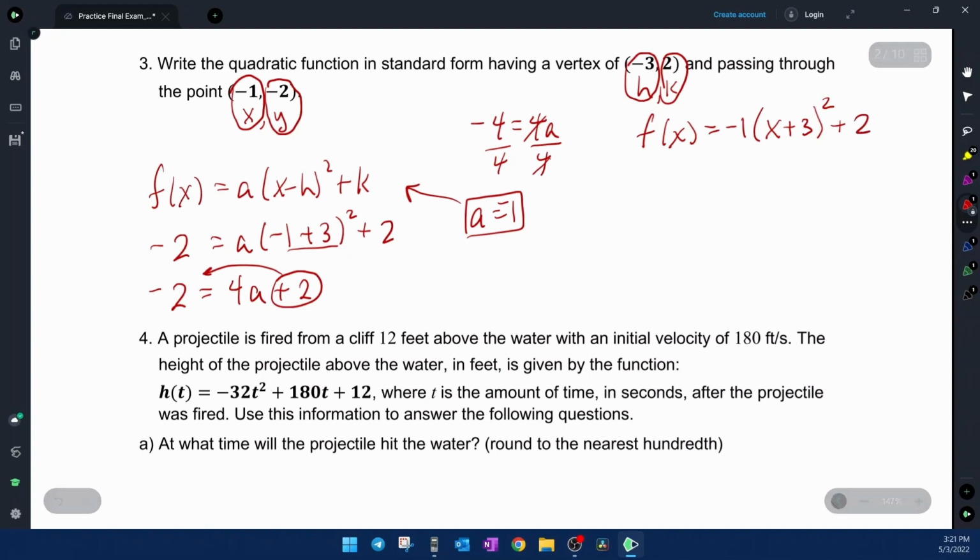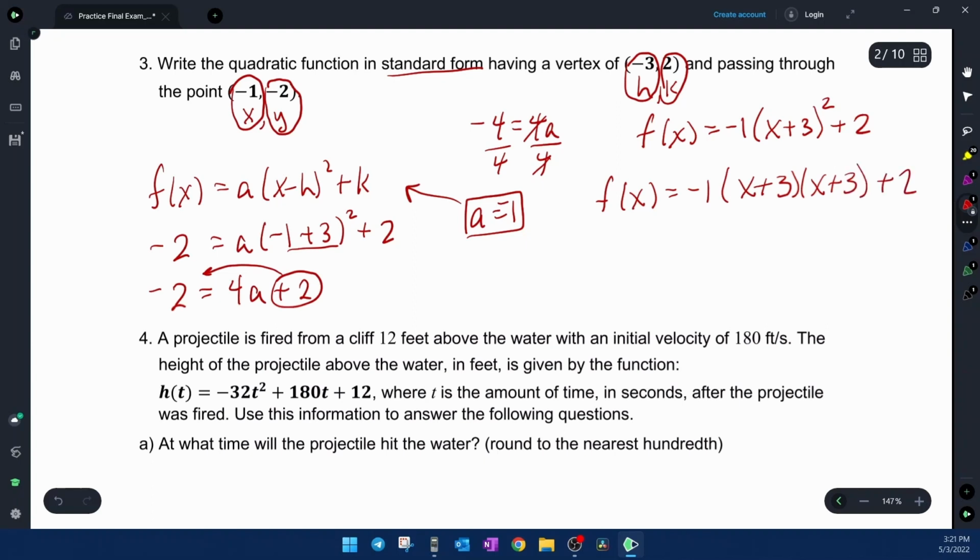And now that I'm in vertex form and they wanted standard form, I just need to multiply this out. So our function is f of x equals negative 1 times x plus 3 squared, means multiply by itself, plus 2. Now what I'm going to do next is I'm going to FOIL and distribute the negative 1 all at one time.